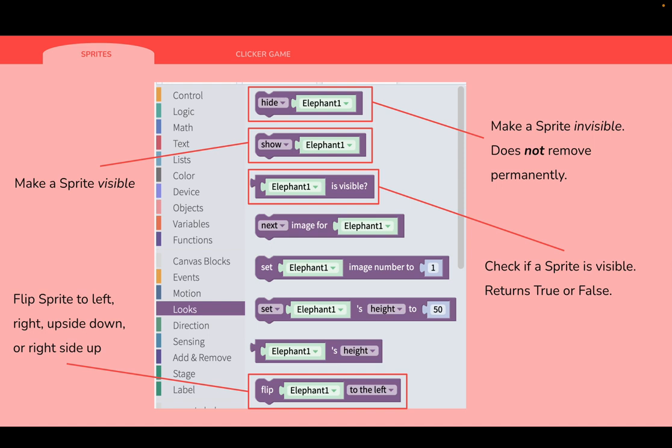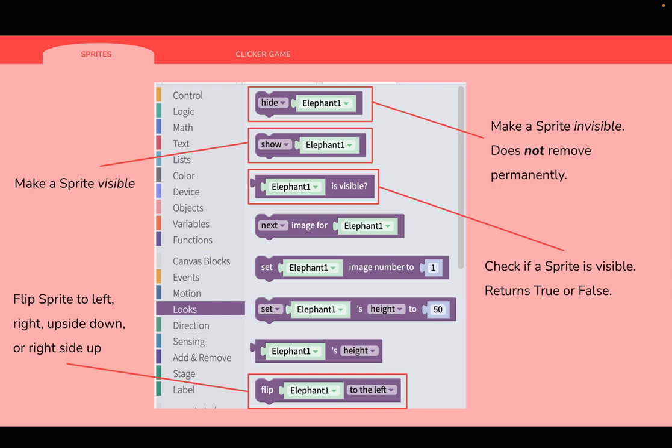Unlike the remove block that we just spoke about, hide and show is temporary. So you can hide and show a sprite as much as you would like, and it's not going to disappear from your app. It's just going to visually not be shown. Whereas the remove block permanently removes it from your app. I actually didn't touch on this block last class, which is the third one here, which is visible. This block is the getter for these hide and show blocks, and this will tell us if a particular sprite is currently hidden or shown.